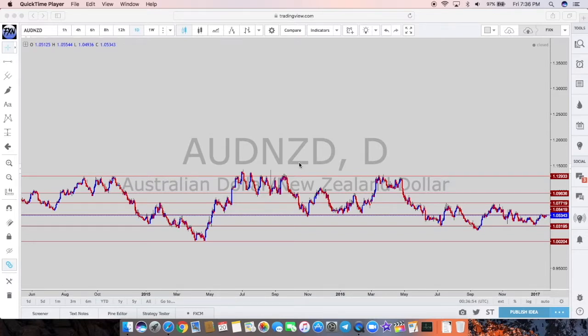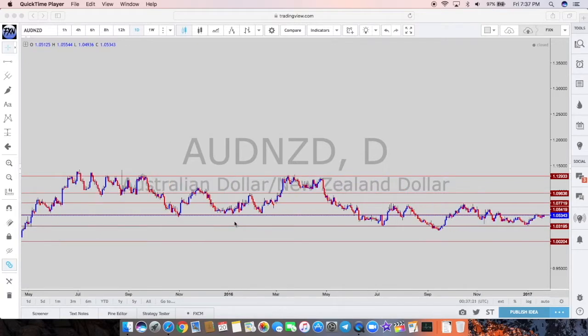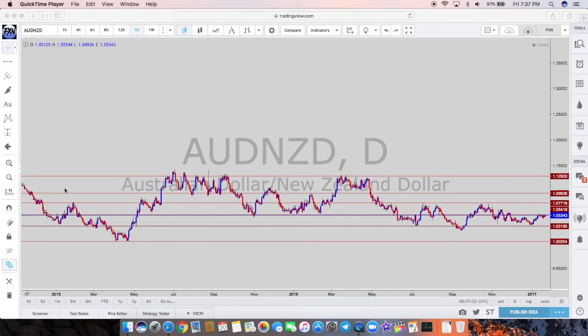Okay, so we're just going to go over a couple different examples here, so I can kind of break down to you what you're looking at and why price either went up or went down. Okay, so let's go ahead and take a look here. So we're on an AUDNZD daily chart, and I've already laid out the support and resistance lines on a daily chart. So let's just go ahead and dive right into it, guys.